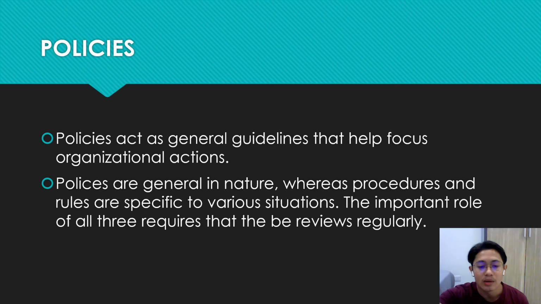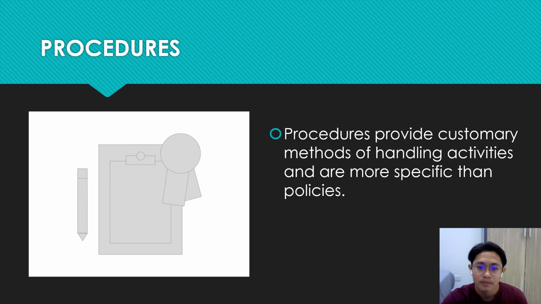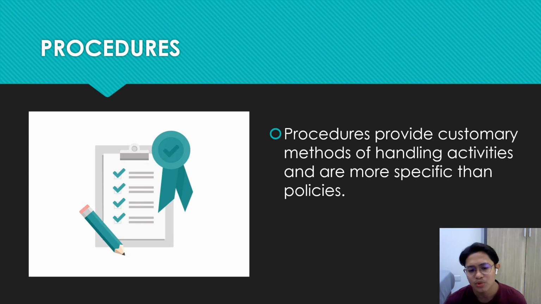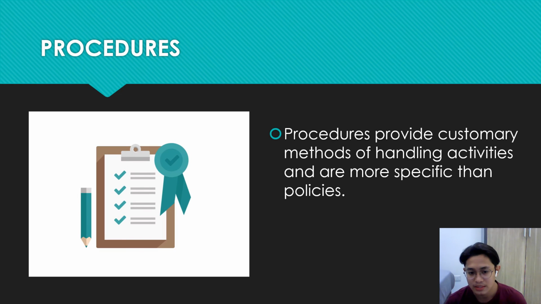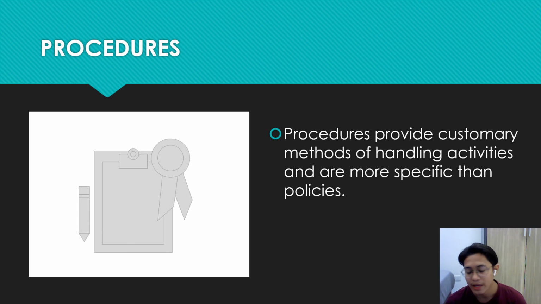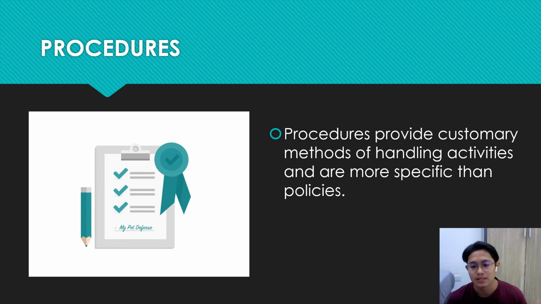For the policies, policies act as the general guidelines that help focus organizational actions. Policies are general in nature, whereas procedures and rules are specific to various situations. The important role of all three requires that they be reviewed regularly. So, procedures provide customary methods of handling activity and are more specific than policies.